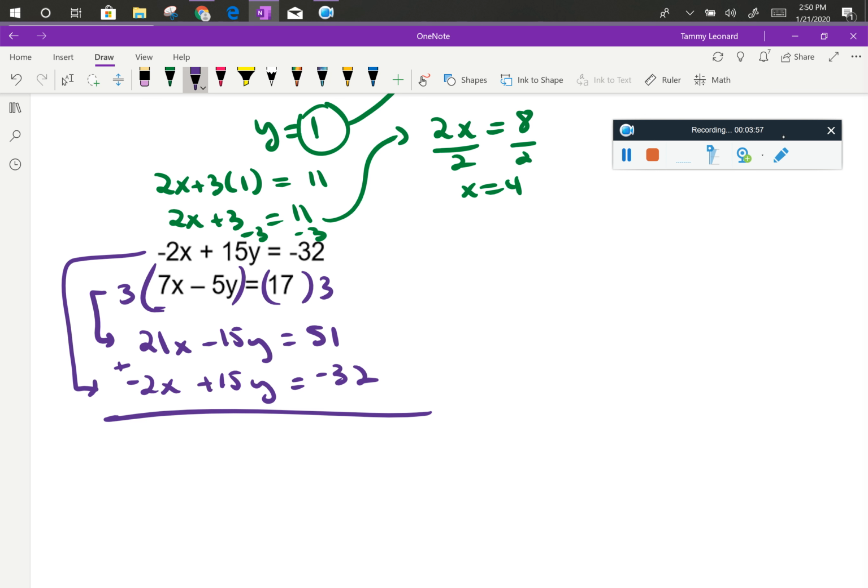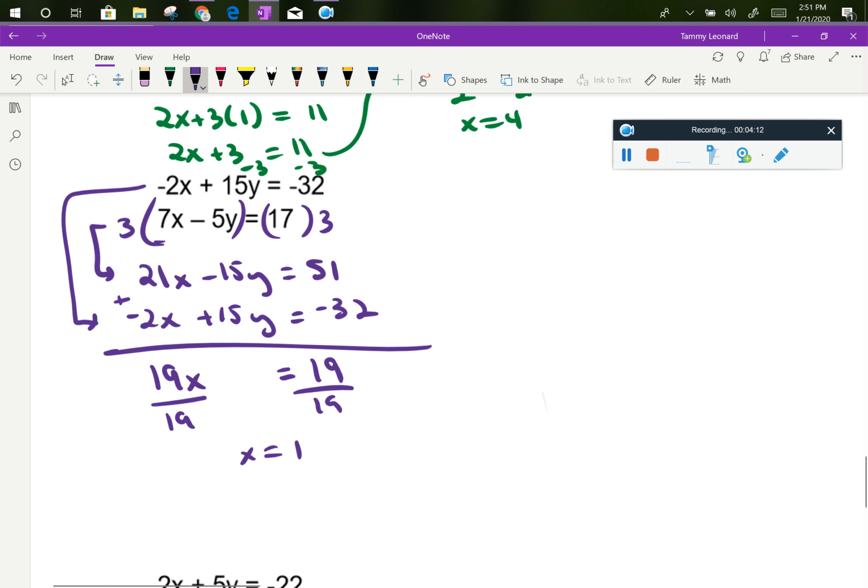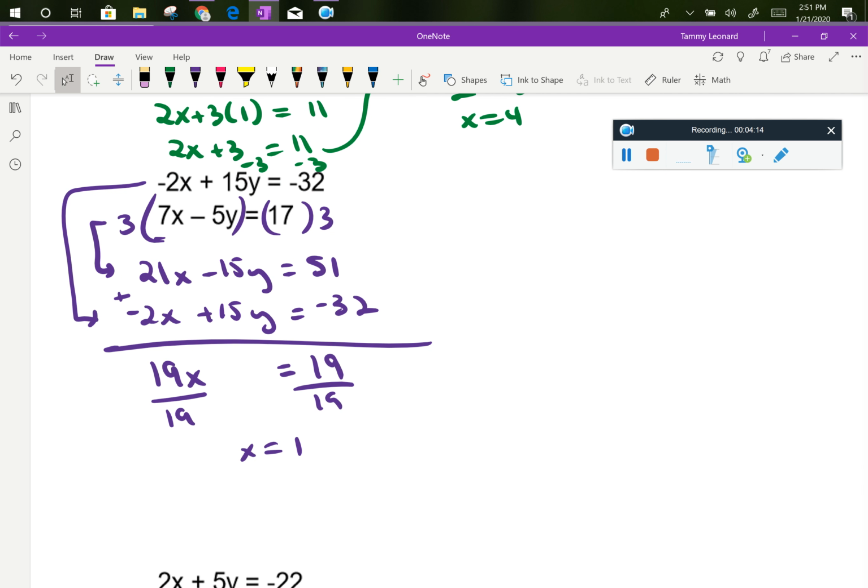21x plus a -2x is 19x. -15y and +15y eliminate, and I'm left with a 19 when I add 51 and -32. Dividing both sides by 19, x is equal to 1. I can substitute that 1 in for either of the x's. It's really up to you which one you think is simpler. I think they're pretty equal, so I'm just going to go into the bottom here.